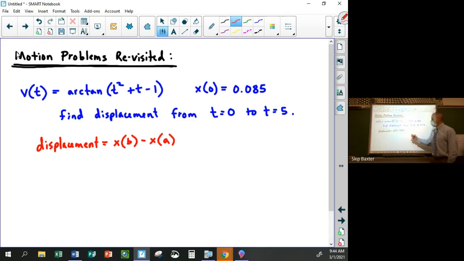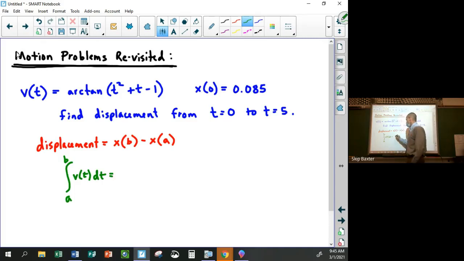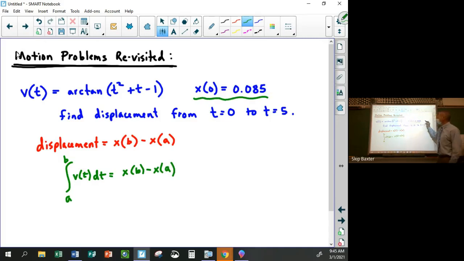A better way to do it would be to just take the integral from a to b of v of t. Because if you think about what that is, it's just x of b minus x of a. It's exactly what we want. The initial position is not really necessary. We don't really even need to know that. Does that make sense?